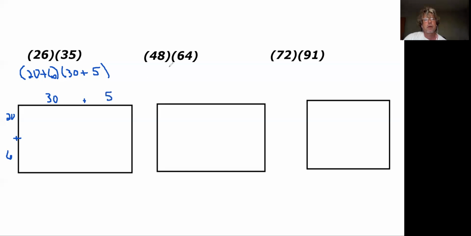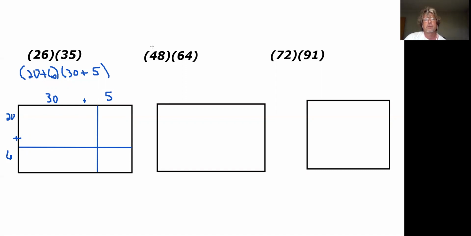So what I want to do from there is partition it into rectangles. 20 is a little bit bigger than 6, so I'm going to make that 20 look a little longer. And that 30 is also a lot longer than 5, so I'm going to break it off as such. So what happens is I end up with these 4 smaller rectangles that we want to find the area of.